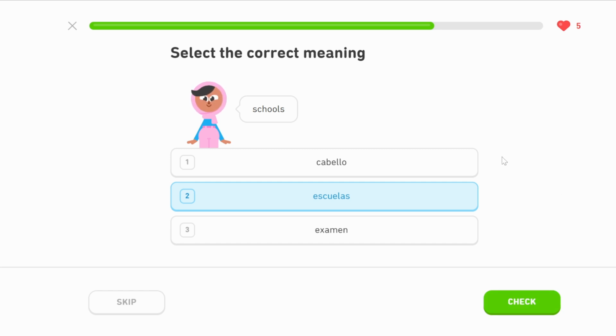The other ones, cabello is hair, and the other one is exam.